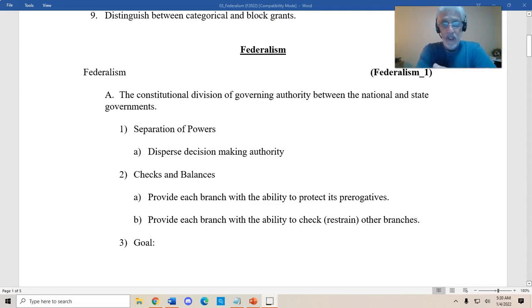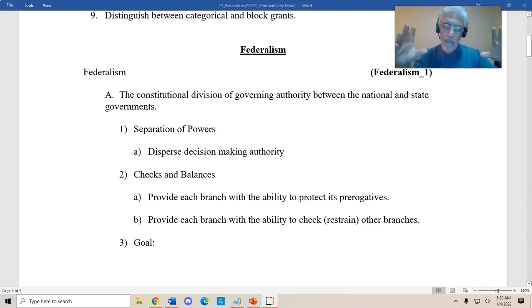When I talk about the constitutional division of governing authority, what I'm talking about first is that the authority given to the national government or federal government and the authority given to the state is spelled out in the Constitution. So the constitutional division of governing authority is because it comes from the Constitution. When I talk about governing authority, I'm talking about the ability to make decisions over certain policies, because as you'll see, there are some things that are the responsibility of the federal government, and there are some things that are the responsibility of the state government.